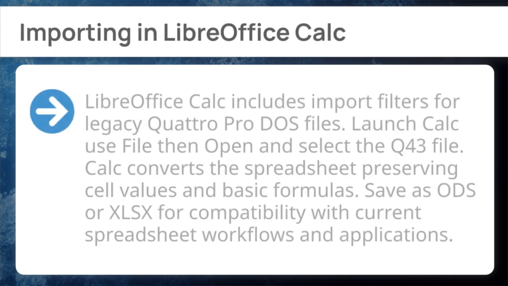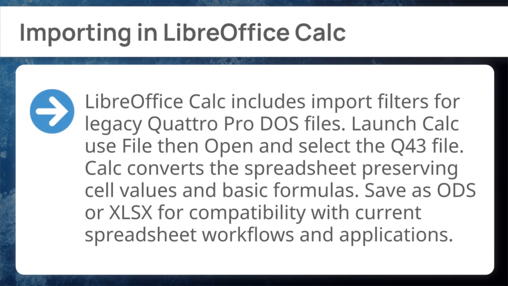Next, importing in LibreOffice Calc. LibreOffice Calc includes import filters for legacy Quattro Pro DOS files. Launch Calc, use File, then Open, and select the Q43 file. Calc converts the spreadsheet, preserving cell values and basic formulas. Save as ODS or XLSX for compatibility with current spreadsheet workflows and applications.